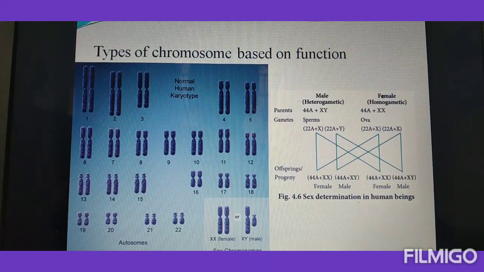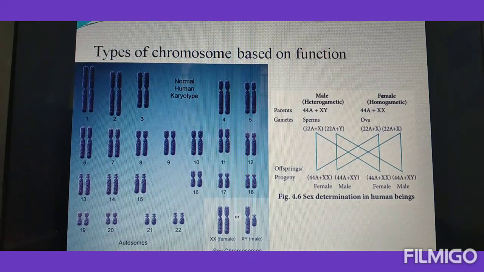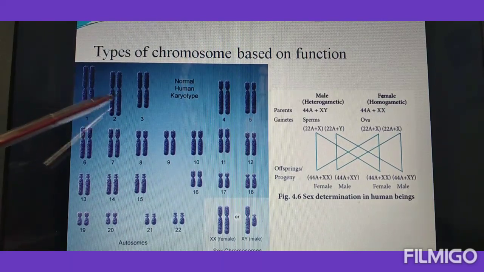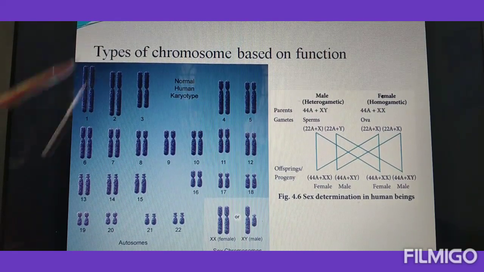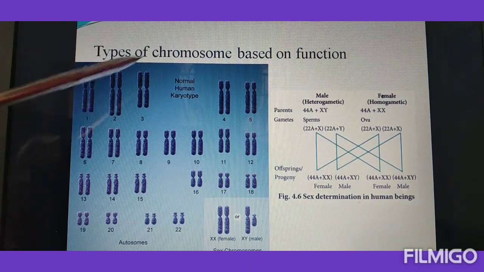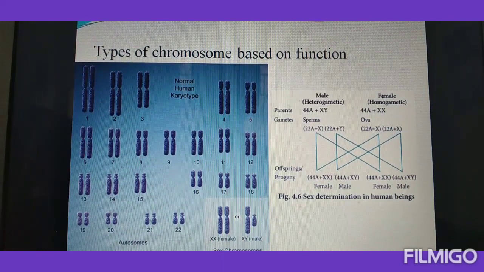Out of the 23 pairs of chromosomes, the first 22 pairs are called autosomes. These autosomes contain genes that determine the body characters. In sexually reproducing organisms, the autosomes occur in pairs, and these pairs are called homologous pairs of chromosomes. In these pairs, one chromosome is received from the father and the other from the mother. Since these chromosomes occur in pairs, this condition is called diploid, and it is represented by 2n.